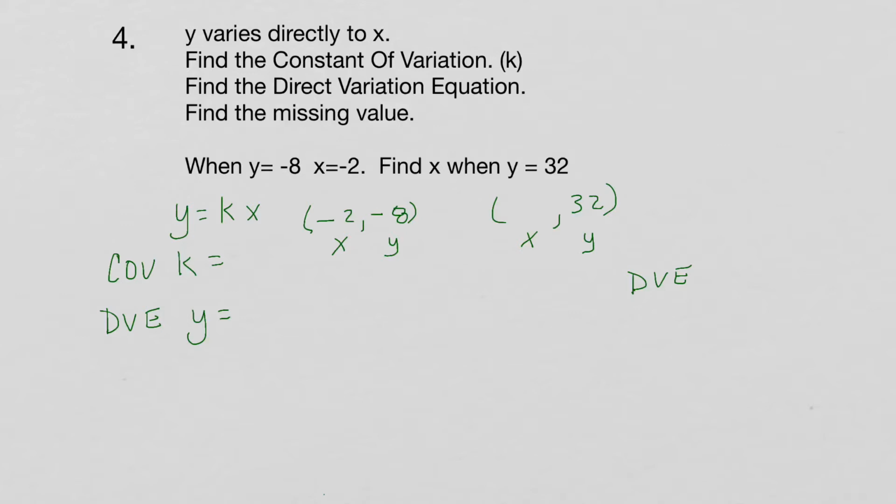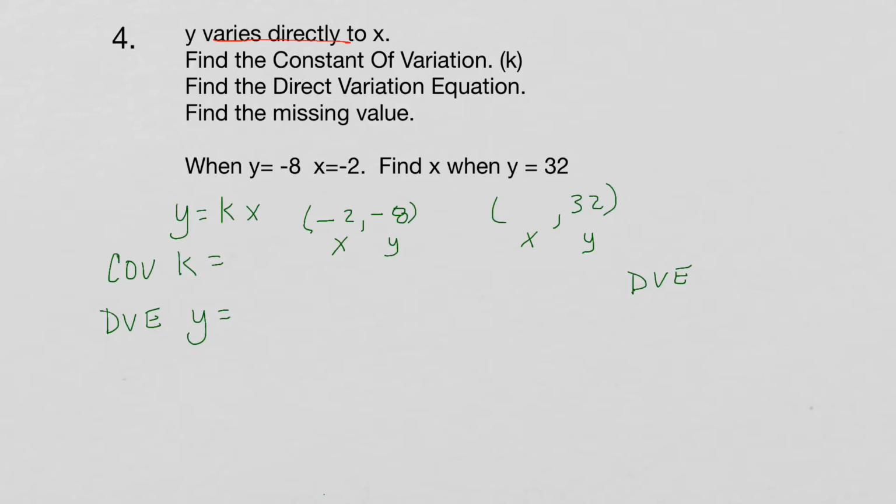So now let's look at some problems. The first problem that we have is y varies directly to x. As soon as we see varies directly, we need to be thinking direct variation equation. Find the constant of variation, find the direct variation equation, and then find the missing value.